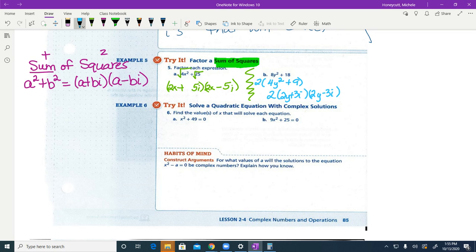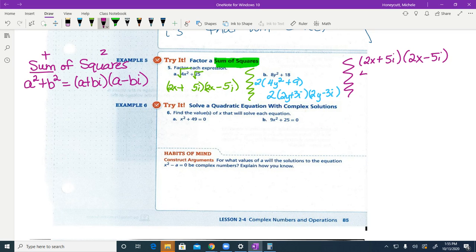Now, why does it do this? Okay, well, let's take that 2x plus 5i and 2x minus 5i. Let's see what happens if I multiply that out. So let's check our work. 2x plus 5i, 2x minus 5i. What happens when I multiply that out?